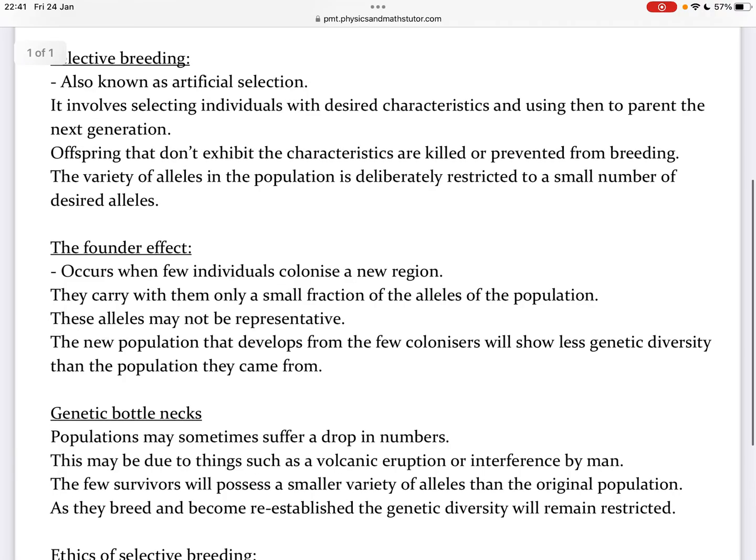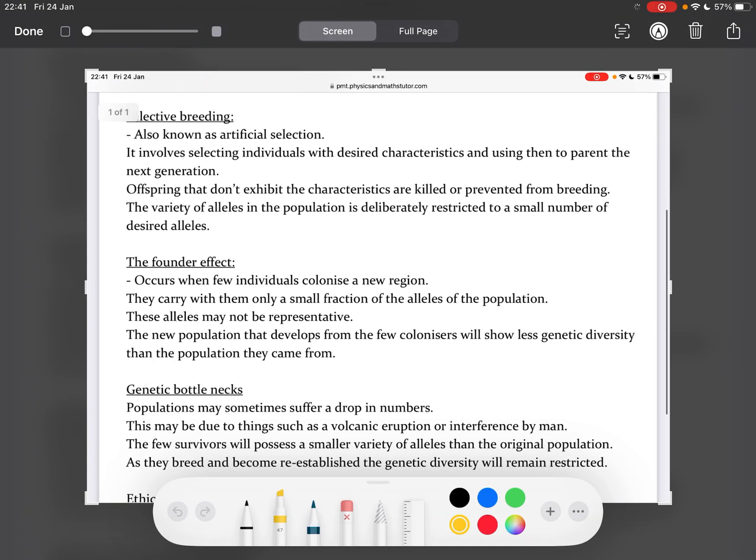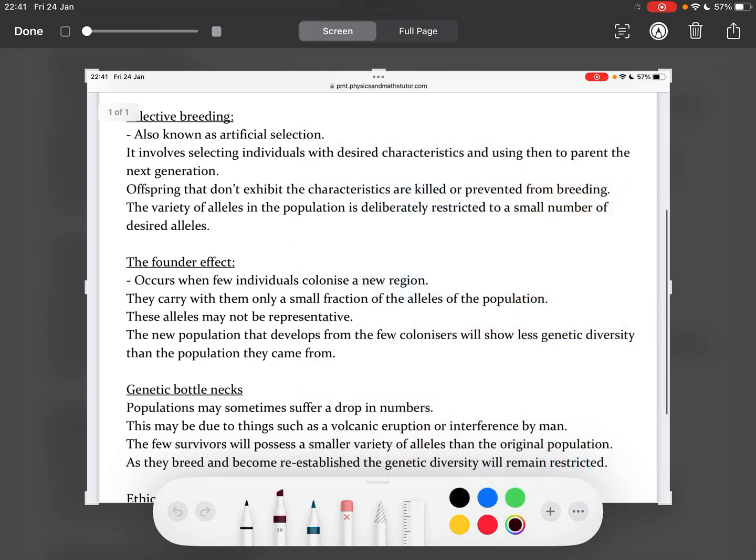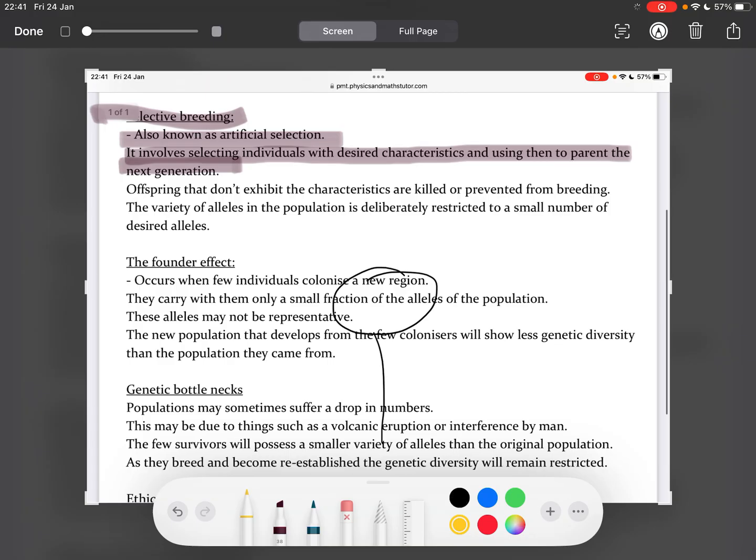Type: selective breeding. Basically, selective breeding, you might have heard about it before. Selective breeding is also known as artificial selection. It involves selecting individuals with desired characteristics and using them to parent the next generation. For example, if there's a flower that looks like this, but people now trend toward a flower that looks like that, they want a flower that looks like that.